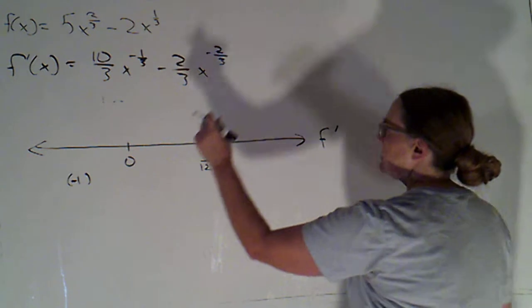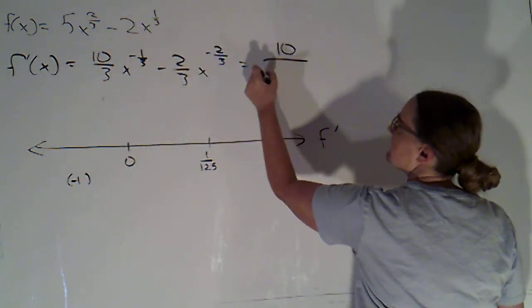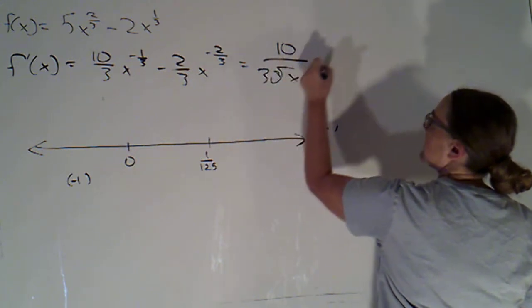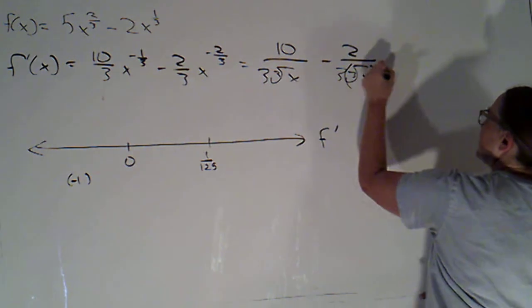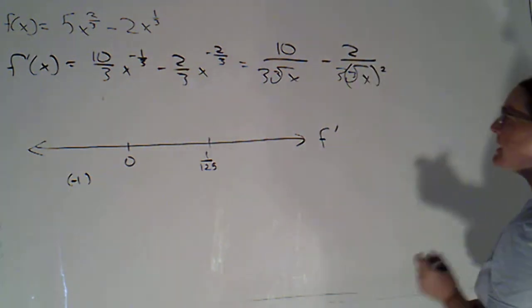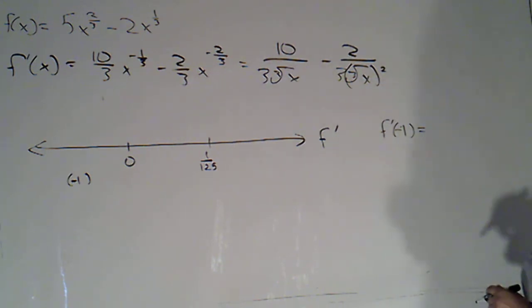Okay. Oh, I inadvertently erased what this was written in terms of roots, so let's rewrite that. Cube root of x minus 2. Plug in negative 1. This one's complicated enough, I'm going to write it out.